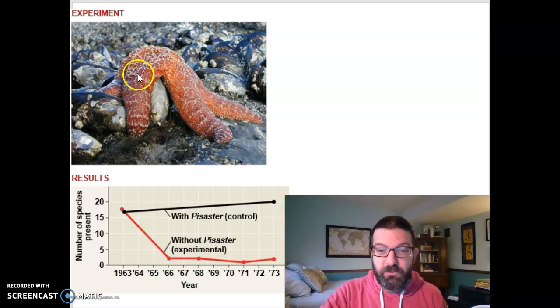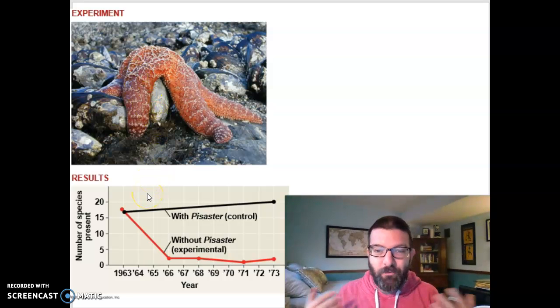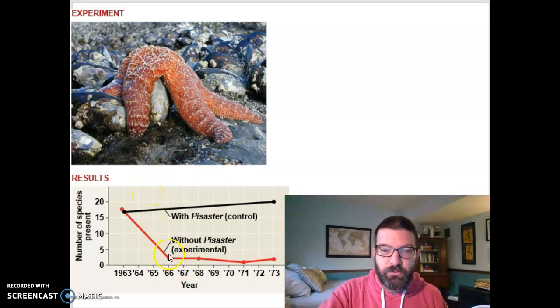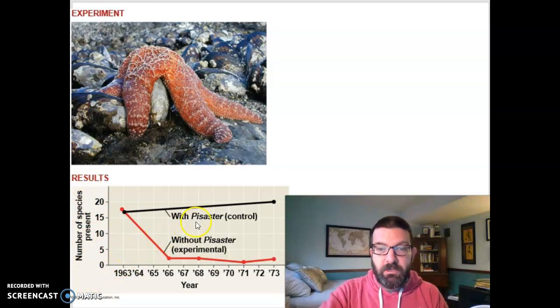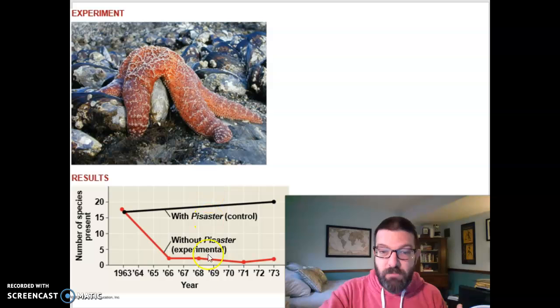Without Pisaster, without the sea star, the mussels go wild and outcompete everything else to eat the producers, and you end up only having 2 or 3 species in that community. It decimates the biodiversity. And so, because their presence matters this much, even though they are not themselves super abundant, they're not the dominant species, they are a keystone species.